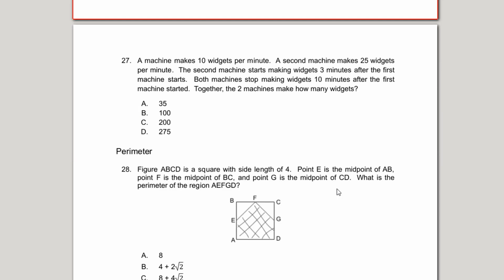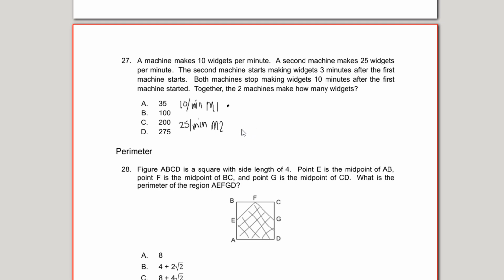27 says a machine makes 10 widgets per minute. A second machine makes 25 widgets per minute. The second machine starts making widgets 3 minutes after the first machine. Both machines stopped making widgets 10 minutes after the first machine started. Together, the 2 machines make how many widgets? So let's look at machine 1, which begins at time 0. And this one makes 10 widgets per minute. Okay. The second machine, machine 2, goes 25 widgets per minute.